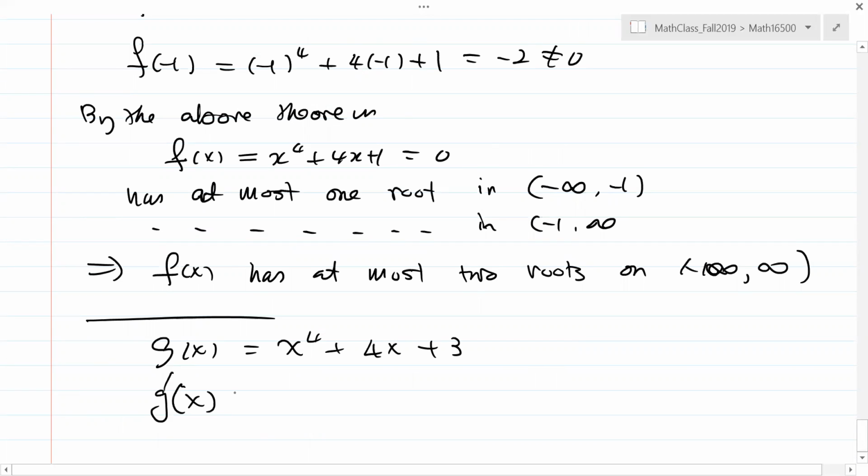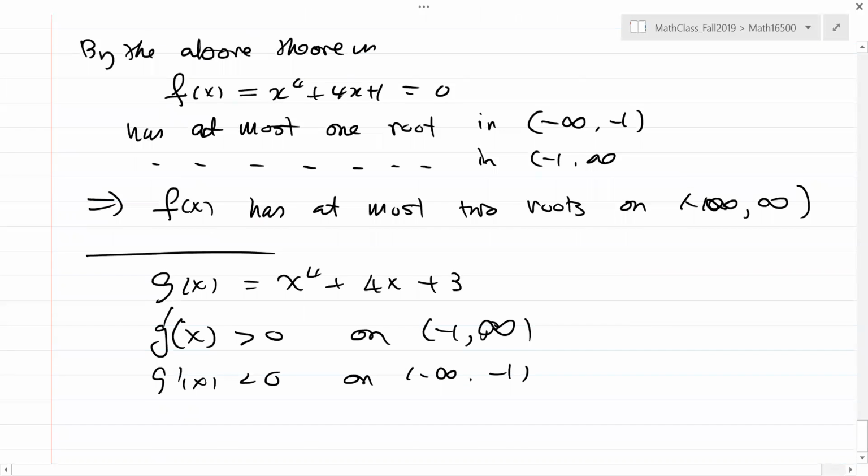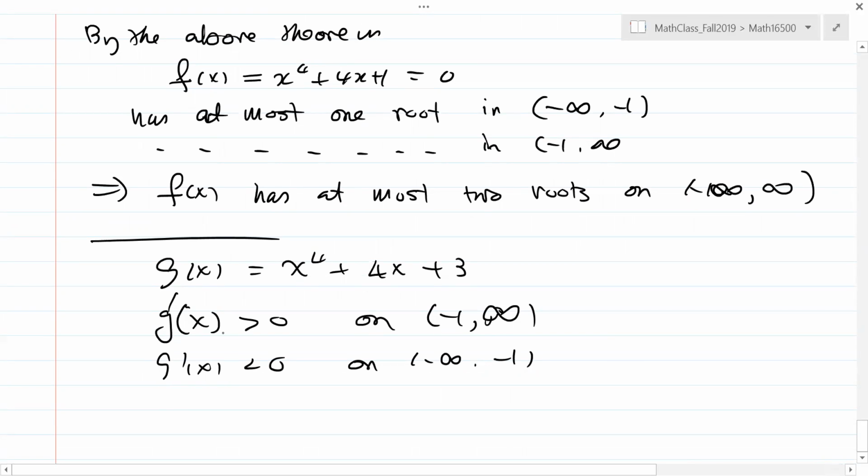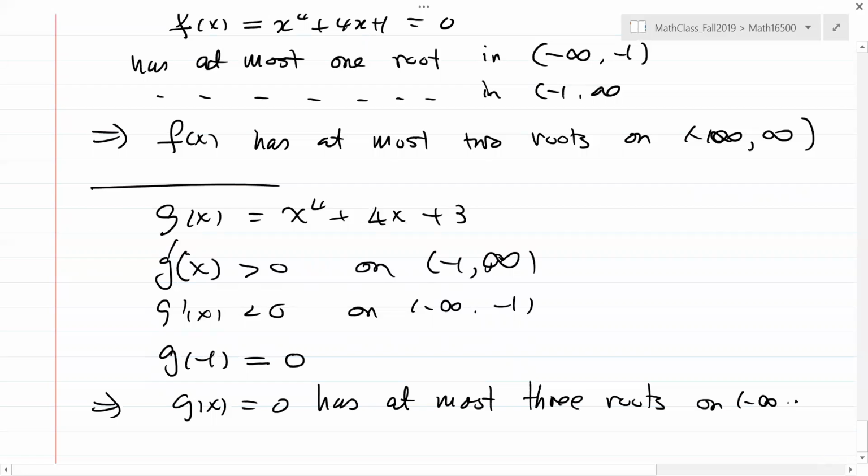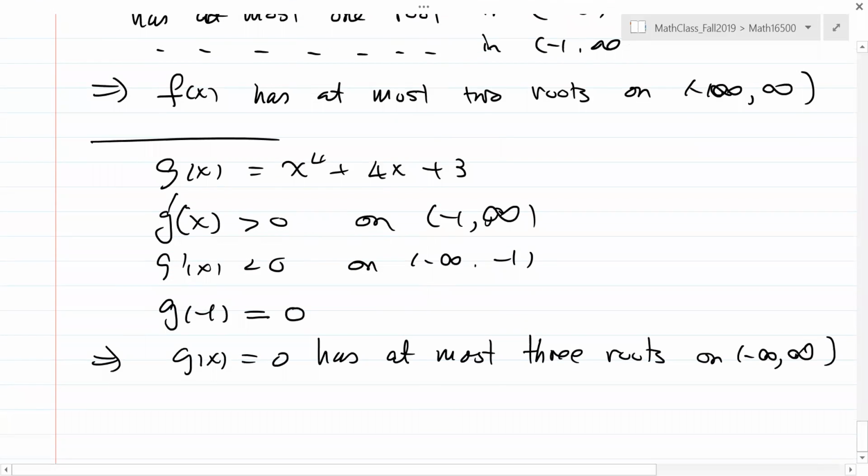So g prime of x is going to be positive on the interval from negative one to positive infinity, right? And g prime is negative on the interval from negative infinity to negative one. So on each interval, g of x equals zero has at most one root, okay? But g of negative one is going to be zero. Negative one is a root. So you conclude that g of x equals zero has at most three roots on the interval from negative infinity to positive infinity, okay? Because you can only prove it has at most one root in each of the intervals, and since negative one is also a root, then you can say at most three roots.